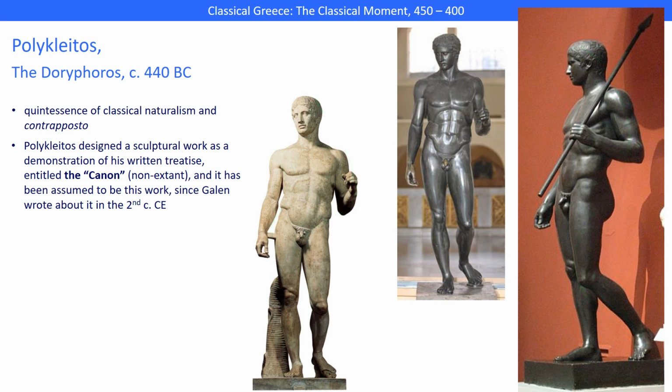In fact, we know that Polykleitos designed a sculptural work that demonstrated the principles outlined in his written treatise entitled The Canon. Although this literary work no longer exists, a 2nd century CE Greek author named Galen referred to it, and from these references scholars have determined that the Doryphoros is most likely the statue meant to demonstrate Polykleitos' canon.